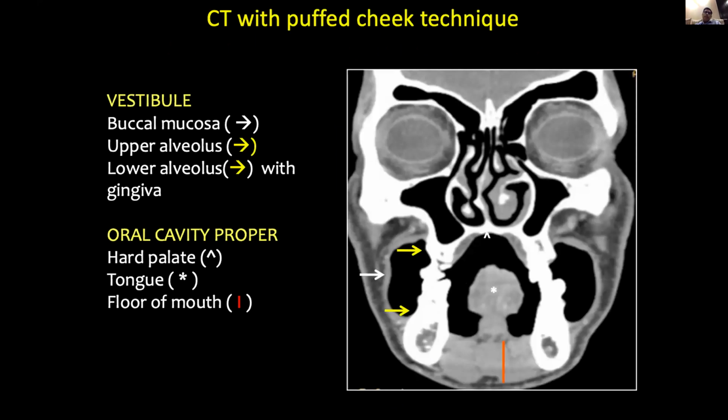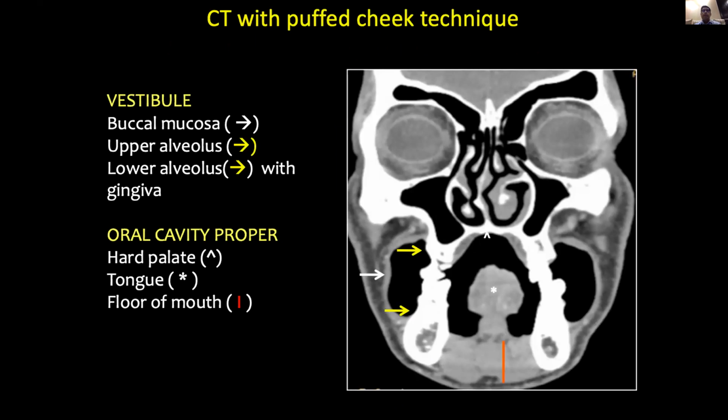So let's see what you see on a puff cheek technique. When you do a puff cheek technique, you get the buccal mucosa, which is represented by the white arrow. Usually the buccal mucosa is 2 to 3 millimeters in thickness, and one should look for asymmetry of the buccal mucosa in very early T1 diseases.